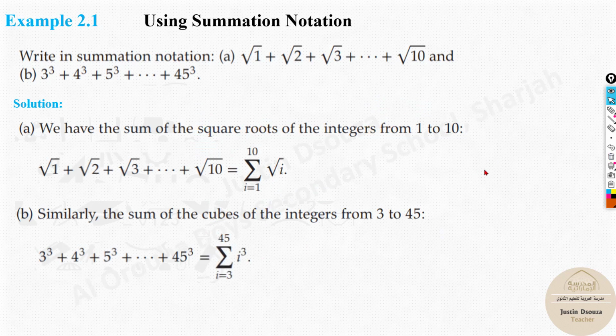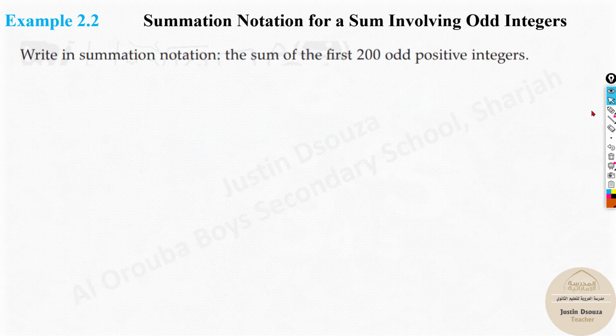It's a very simple and easy lesson. Now, what about this one? Write in summation notation the sum of first 200 odd positive integers. Here, it's very important to know it's 200 odd positive integers. Not till 200. It's not 1 to 199 because it's odd. No, they want 200 numbers.